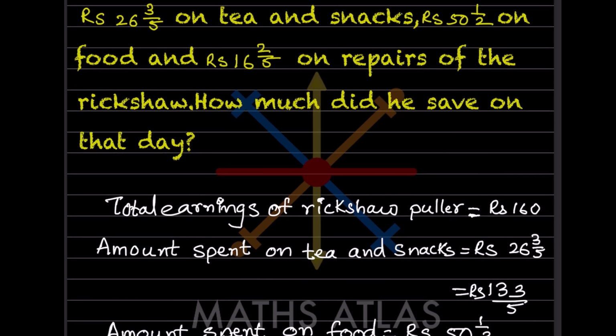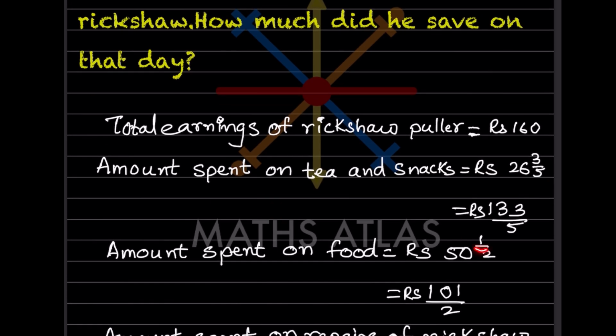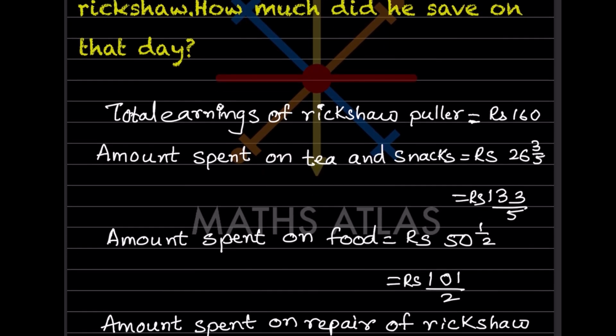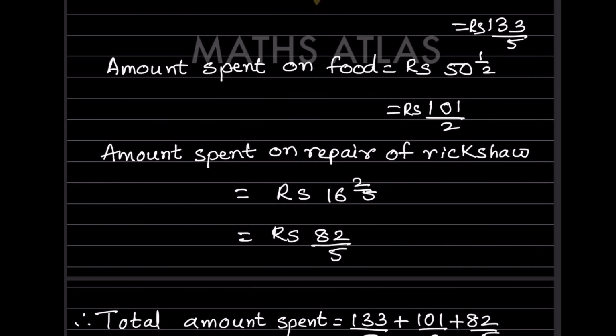How much is given? That is 26 integer 3 by 5, means, as I told you, we can make it improper. When you go from mixed to improper, that will be 133 by 5. And then the amount spent on food is given as 50 integers 1 by 2. So that is going to be 100 plus 1, that will be 101 by 2. And the amount spent on repair of the rickshaw is given as 16 integers 2 by 5, that will be 16 fives are 80 plus 2, that is going to be 82 divided by 5. This all you have to write in rupees.